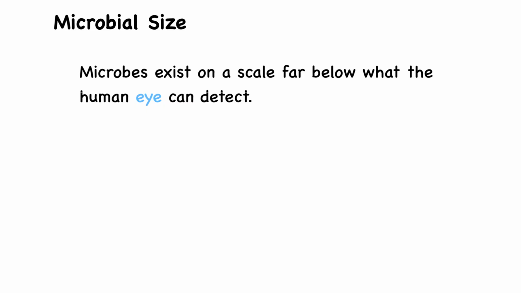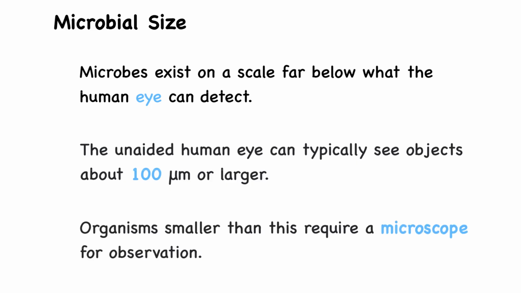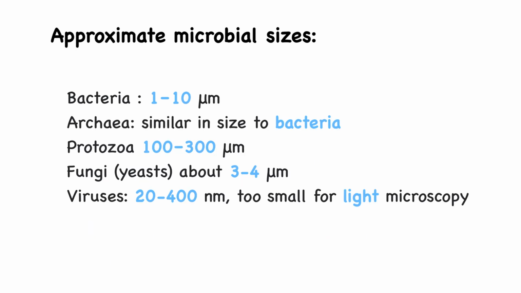Microbes exist on a scale far below what the human eye can detect. The unaided eye can typically see objects about 100 micrometers or larger, roughly the width of a human hair. Everything smaller than that, you need a microscope. So if we look into the world of microbes, we're talking about bacteria that are about 1 to 10 micrometers, the smallest being around 200 nanometers.